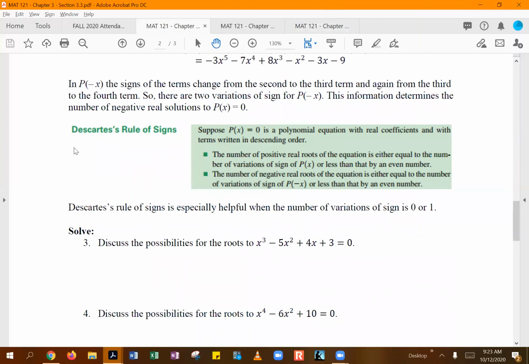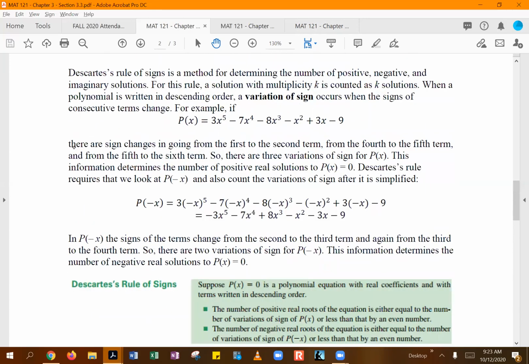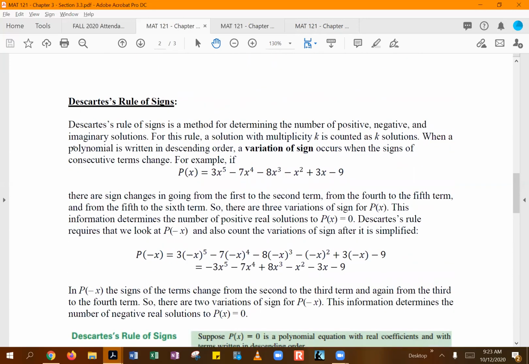So with Descartes' rule of signs, the idea is you have to take the original polynomial, so you can see the original p of x polynomial here, and you have to see how many times the sign on your coefficients is changing. So we're going from a positive to a negative, so our sign changes. Going from negative to negative, it's the same sign. Going from negative to negative is the same sign. Again, if we go from negative to positive, your sign changed on the coefficient. You're going from positive to negative.